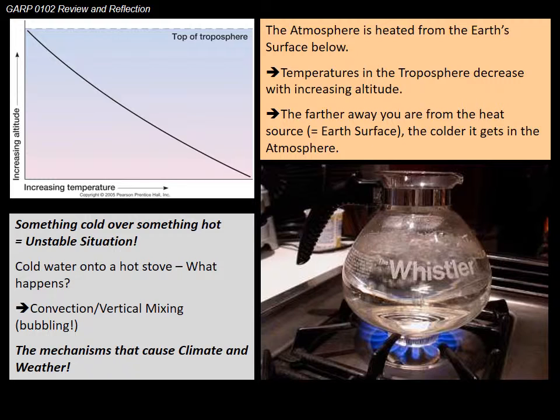And that's exactly what happens on your stove when you make a cup of tea. Same thing: you have something cold, your water, and something hot, your burner. And what happens now? You see it in that glass pot there. You have convection, you have vertical mixing. You have bubbles forming at the bottom of your pot, rising up to the top of your pot. And the same bubbles are rising in the atmosphere.